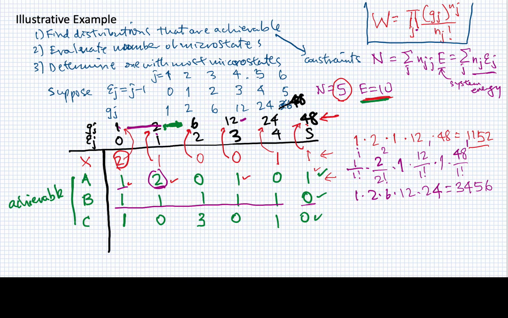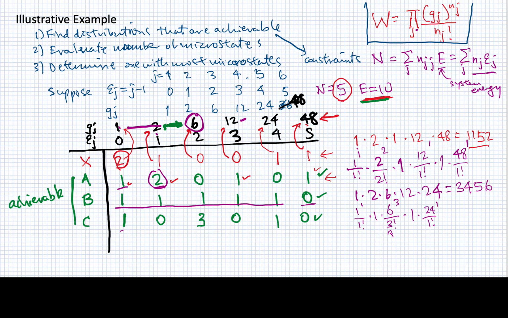What about distribution C? Okay, well in this case I've got one molecule in the 0 level, so I'll have 1 to the 1 over 1 factorial times 1. Now I've got a 3, so I'm going to have to take this degeneracy of 6 and raise it to the 3rd power divided by 3 factorial. Then I have another factor of 1, and I have a factor of 24 raised to the 1 over 1 factorial. Now what is this thing here?